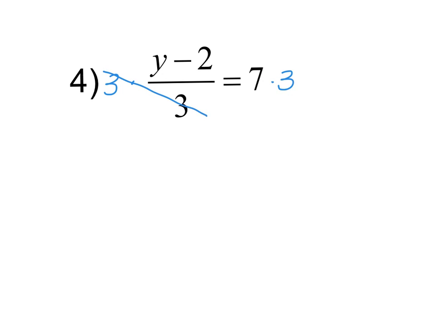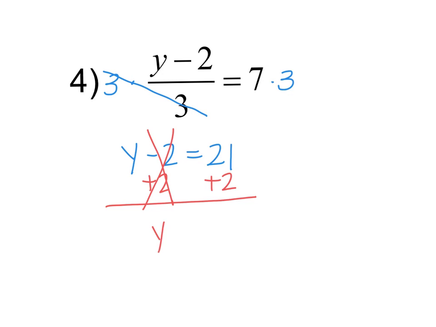On the left, the 3's cancel. I'm left with y minus 2 equals 21. And now to get rid of minus 2, I'm just going to add 2 on both sides. And I'm left with y equals 23 as my final answer.